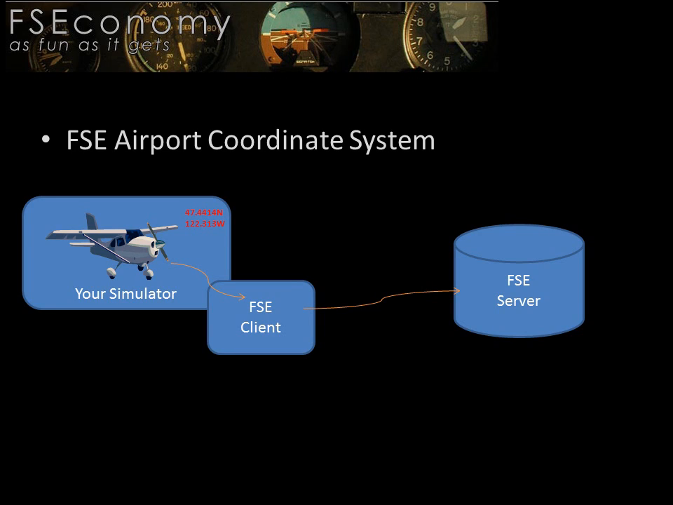When your simulator communicates its geographical location to the FSE game server, it does so by sending the coordinates of your aircraft's location through the client and over the Internet. Other information, such as the ICAO code of your simulator's location and whether or not you are even at an airport, are not communicated to the server.